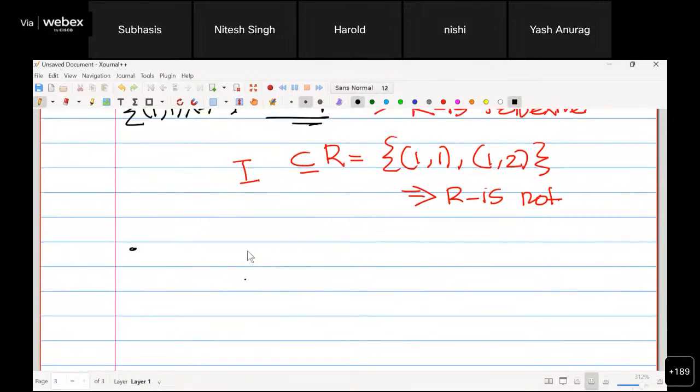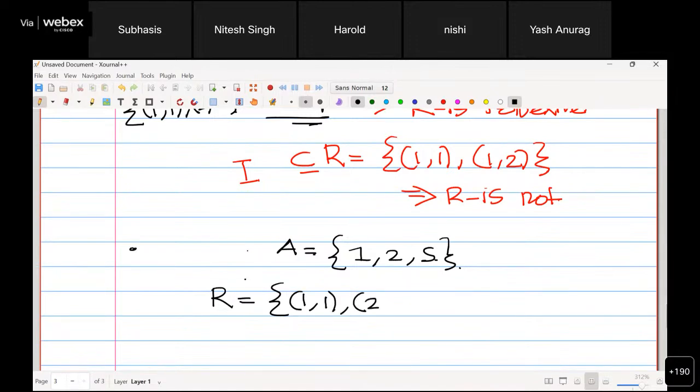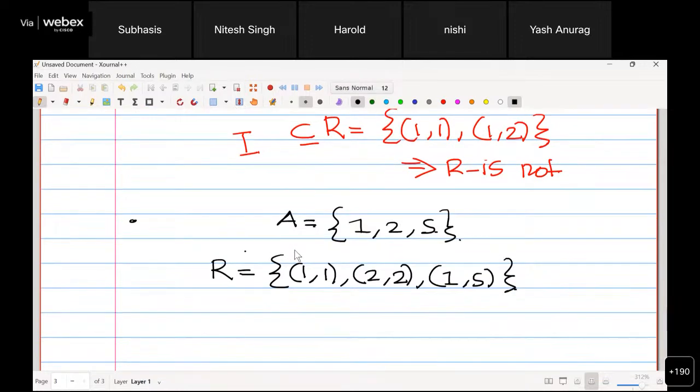Okay, so let me take one more example. Let's say my set A is 1, 2, S. Okay, this is my set. If I consider this relation R, let's say 1, 1, 2, 2, 1, S. Is it a reflexive relation? No, sir.